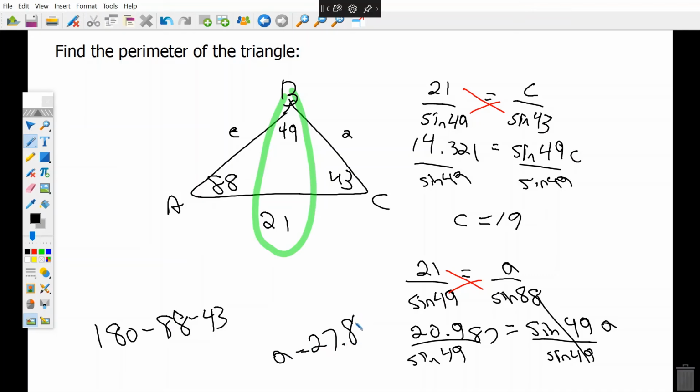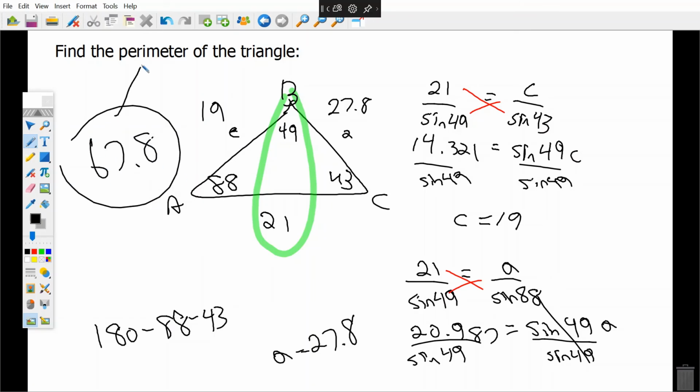Now to find the perimeter, we're going to add up 27.8 plus 19 plus 21. Total brings us to 67.8 as the perimeter of this triangle.